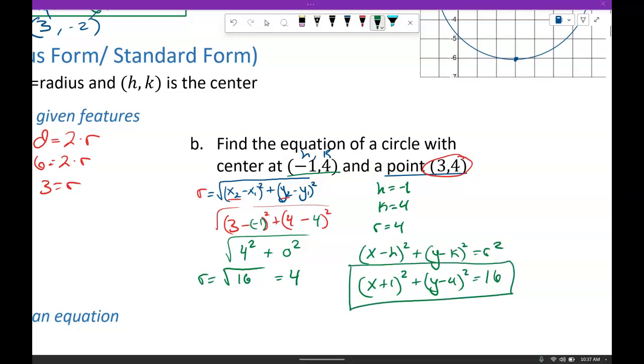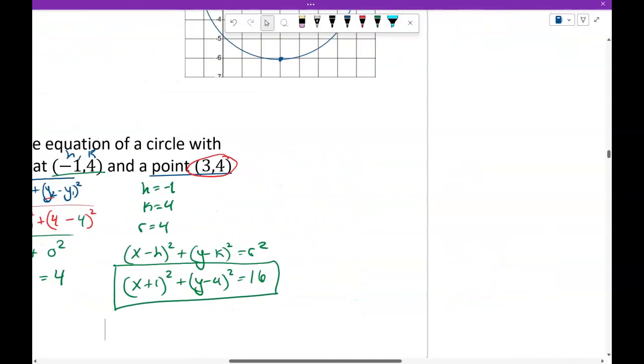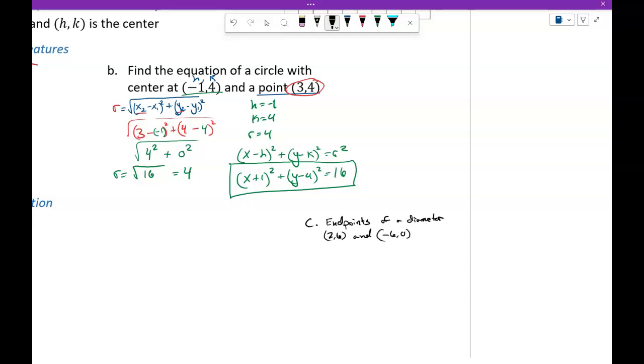I'm actually going to add in another question on the fly here real quick. And so let's consider another problem. Let's say we want to find the equation of a circle, but instead we are given the endpoints of a diameter being the points (2, 6) and (-6, 0).